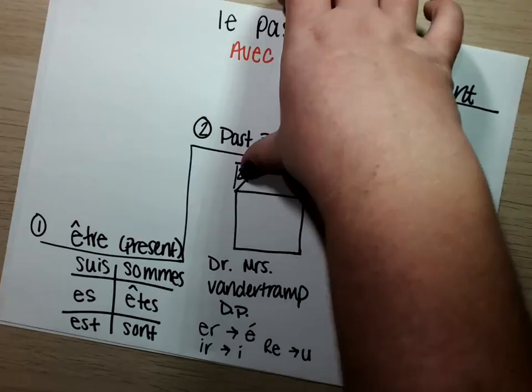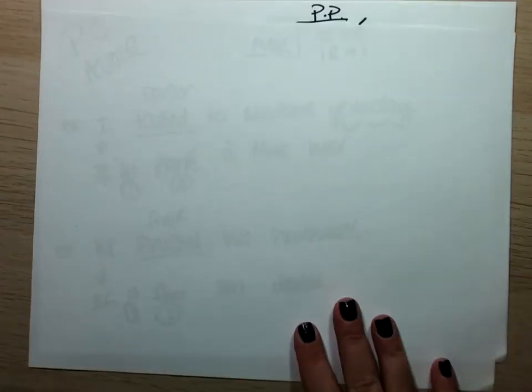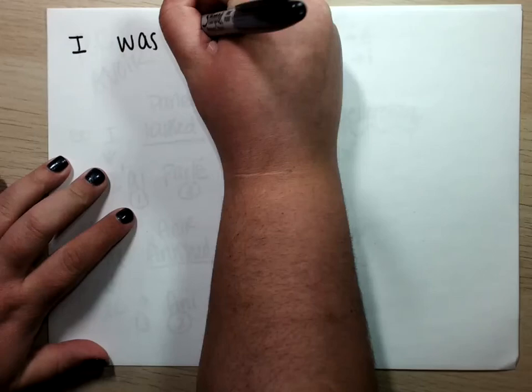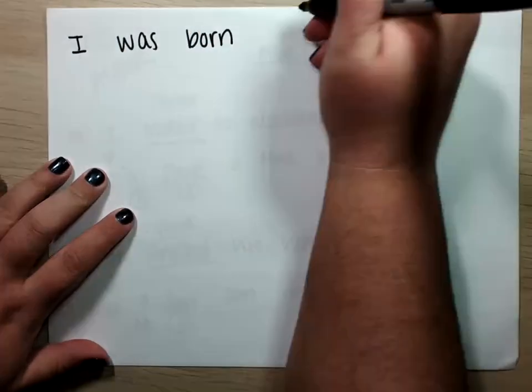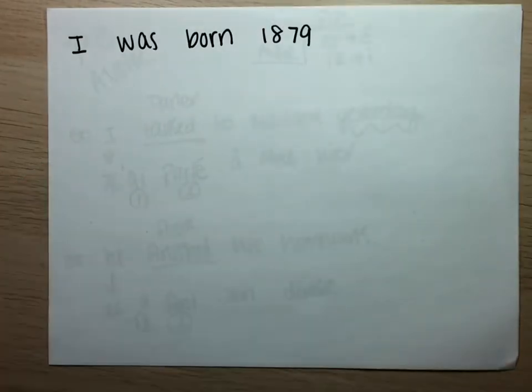All right, so let's get our sheet of paper all ready to go and do some examples. So the first example that I want to talk about, let's say I was born. We're going to make up a year, because Madame doesn't want to tell you how old she really is. So say I was born in 1879. Hopefully you don't think I was actually born that year, but we'll cross that bridge on another day.